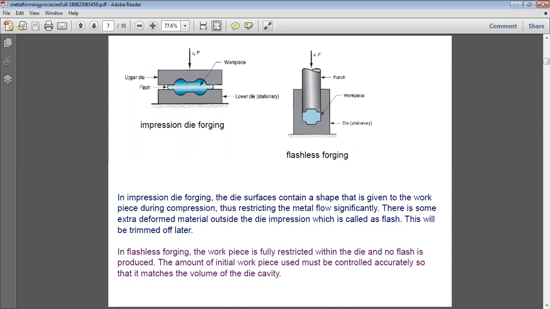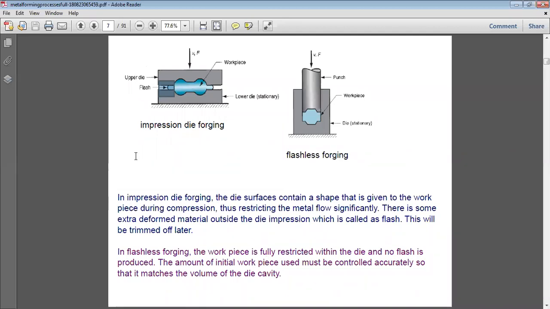Now, because this gap is kept, the upper die is not touching the lower die. So this part is known as your flash. This part will come outside the impression, and this part is to be cut down after the forging is done. This part and this part. Clear? This part is known as your flash, and this part will be trimmed later on. So this part will be taken off from the finished product. Clear? Then in flashless forging, the third one, the workpiece is fully restricted within a die and no flash is produced.